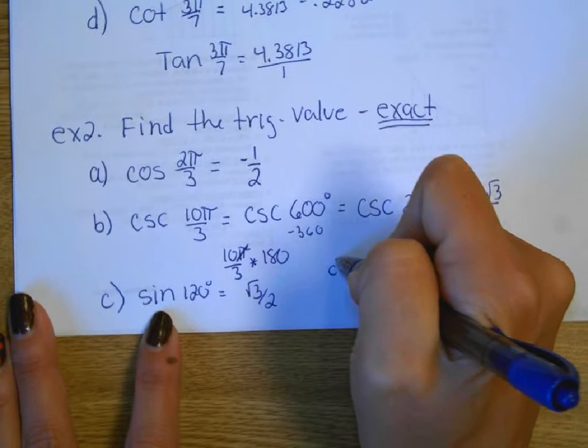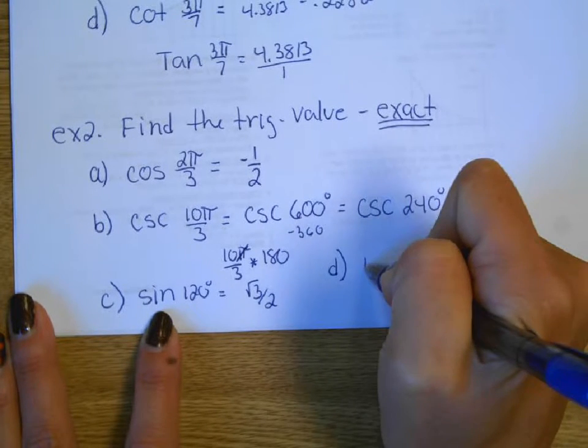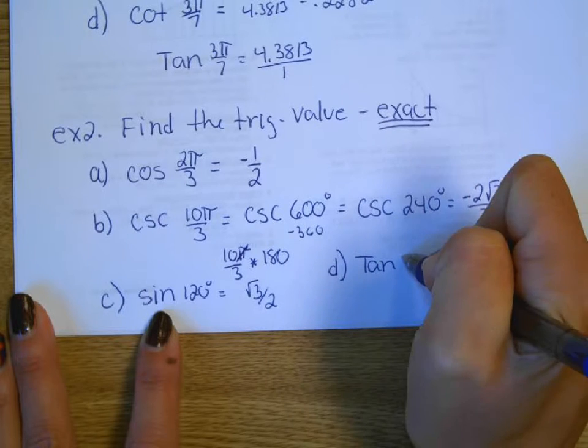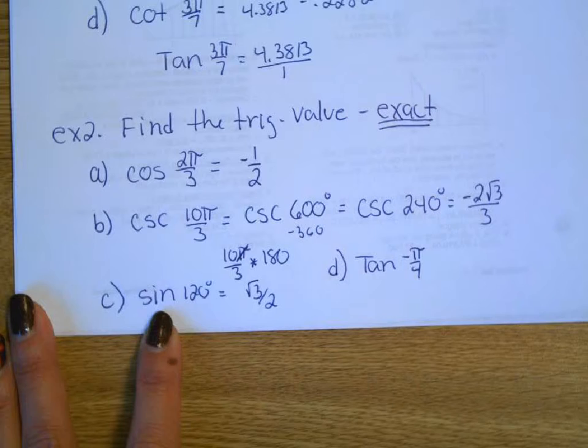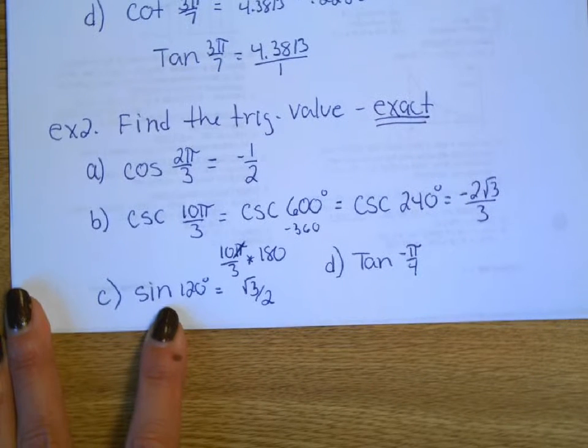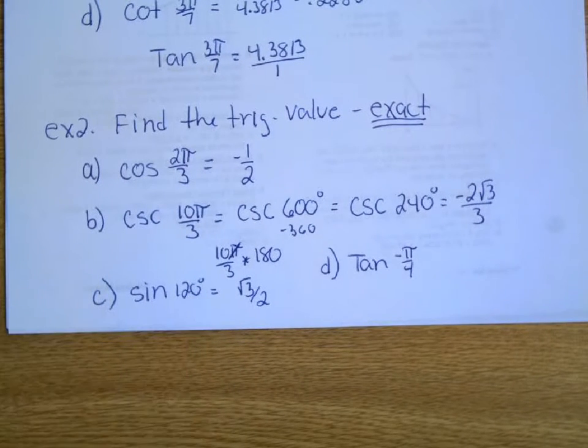And our last one here in this section is the tangent of negative pi over 4. This is all we're doing in this number 2. We still have to find angles yet. It's almost done though. How about the negative angle, negative radian? Can you find that on your sheet? It does exist.